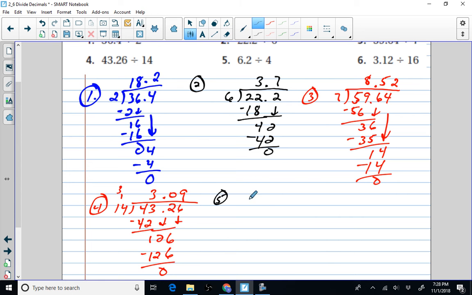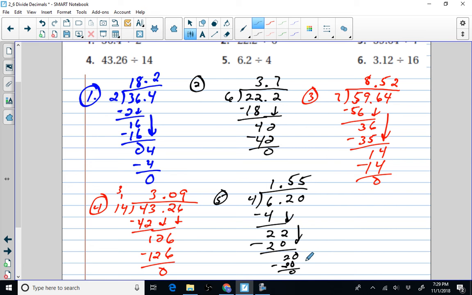Problem 5. We have 4 into 6 and 2/10. Decimal point in our quotient. 4 goes into 6 one time. 1 times 4 is 4. Subtract, we get 2. Bring down the 2. 4 times 5 is 20. Subtract, we get 2. Going to have to add a 0. Bring that 0 down. 4 goes into 20 5 times. 5 times 4 is 20. Subtract, we get 0 there.